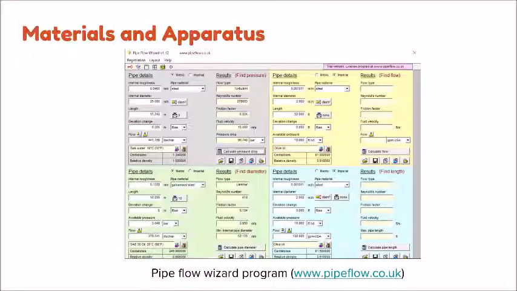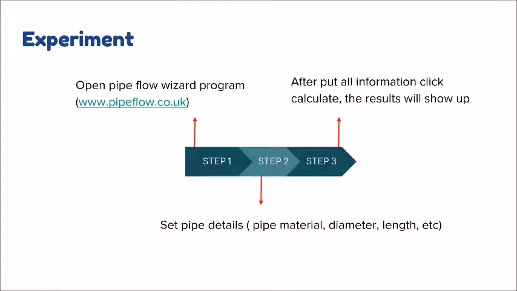Experiment. Material and apparatus. In this experiment, we used the Pipe4Wizard program from www.pipe4.co.uk, and this is a picture of the program. Experiment. First step, we open the Pipe4Wizard program, and then we set the pipe details: layer, pipe material, diameter, length, and fitting. After we put in all of the information, we click calculate, then the result will show in the program.